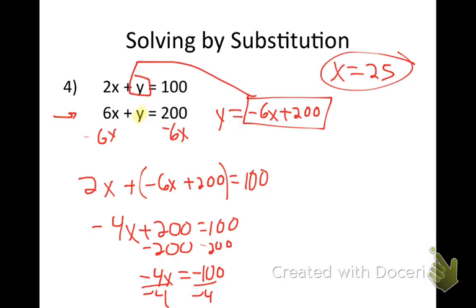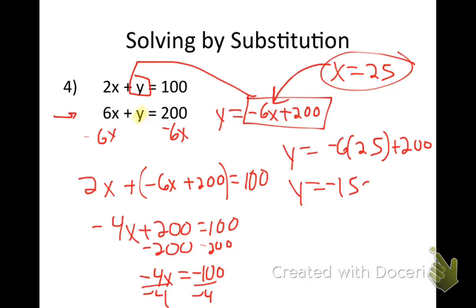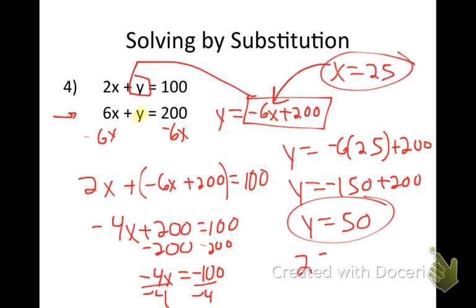So we have what x equals there? Doesn't matter what equation you start with. You can start with either one here. And then I take x equals 25 and I plug it in. So y equals -6 times 25 plus 200. So y equals -150 plus 200, which is y equals 50. Then my answer pair was what, Katie? 25, 50. Nice job.